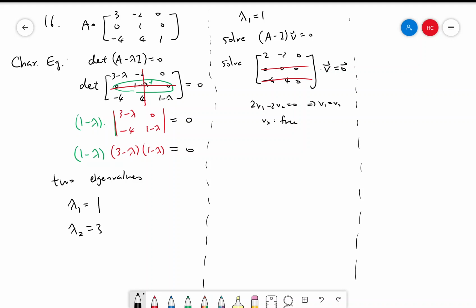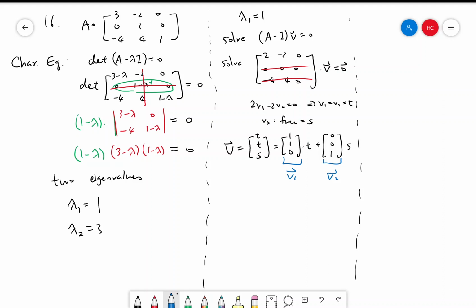So we have two free variables. So the solution: v1 equal to v2, let's say equal to t, and v3 is free, call it s, so we have t, t, and s. So it's 1, 1, 0 times t plus 0, 0, 1 times s. So we have two linearly independent eigenvectors corresponding to this eigenvalue. So this is our v1, and this is our v2, corresponding to the eigenvalue 1.